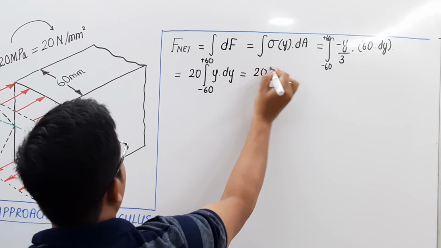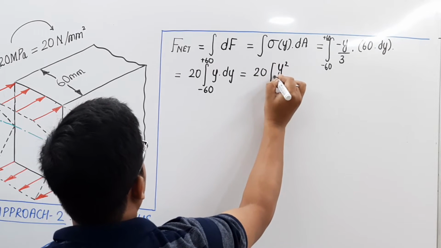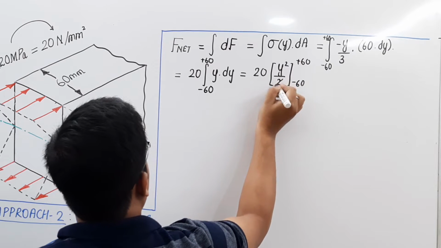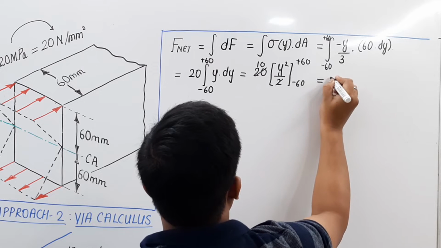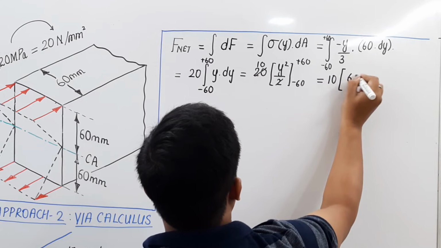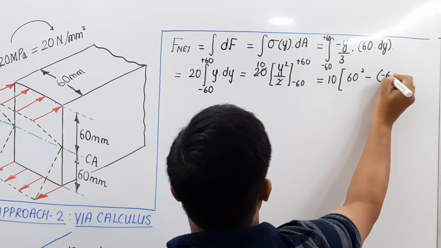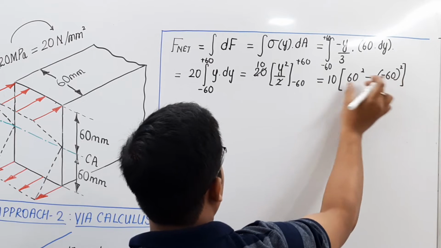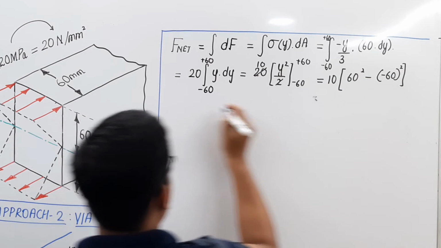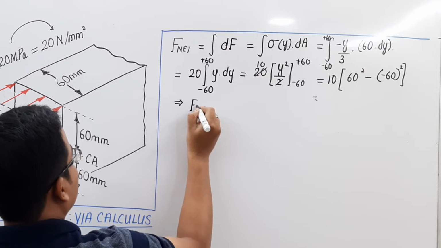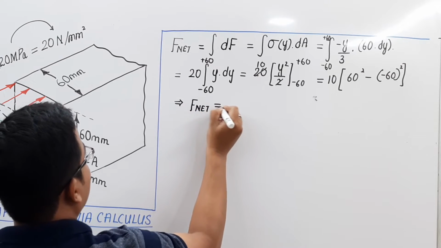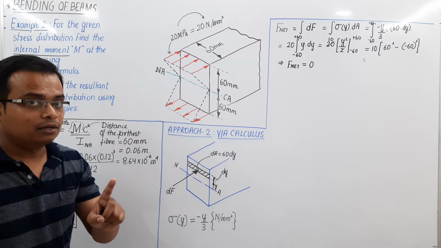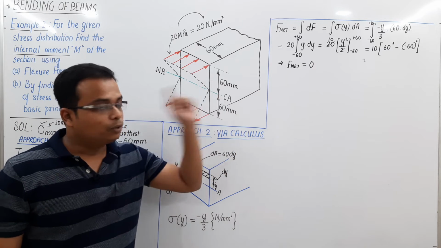Obviously this is going to be equal to 20. Y dy we know very well, y square over 2, from minus 60 to plus 60. This is very elementary. This is going to be y square, that is 60 square, minus of minus 60 and its square. Obviously this is 3600, this is 3600. Minus, obviously the answer will work out as 0. So this is something which we have already seen in the derivation also. F net is going to be equal to 0. The net force on this cross section is 0, but not the net moment. The net moment will have a non-zero value, and I'll show it to you here.